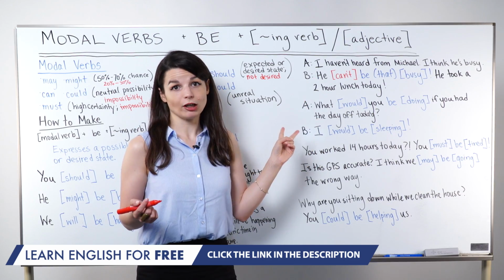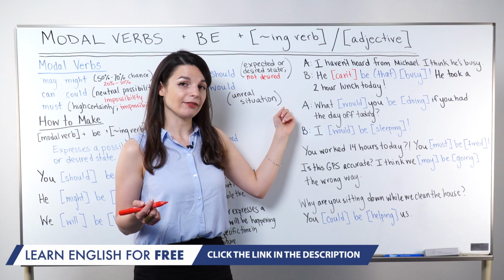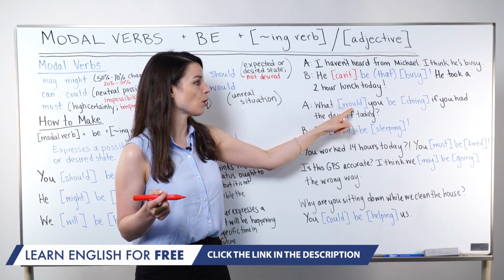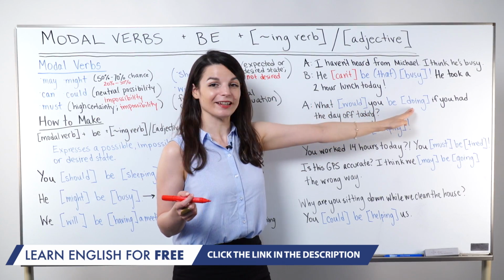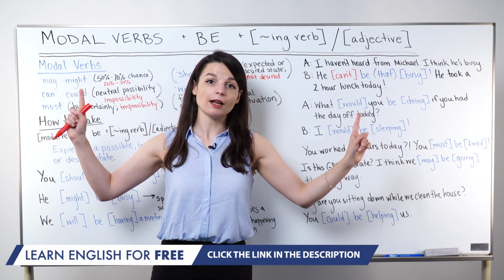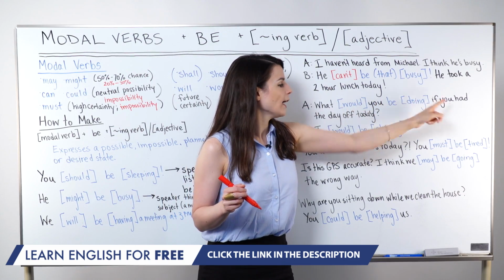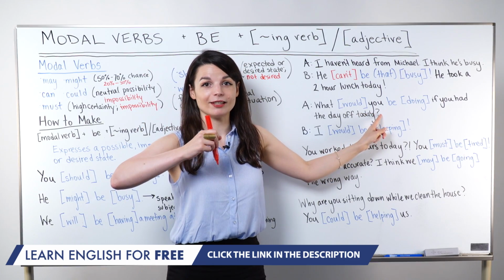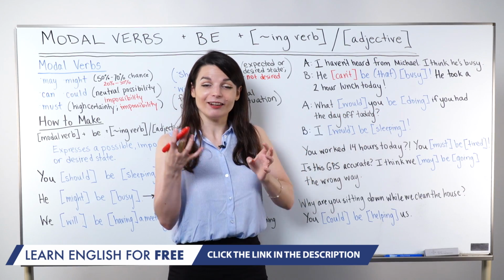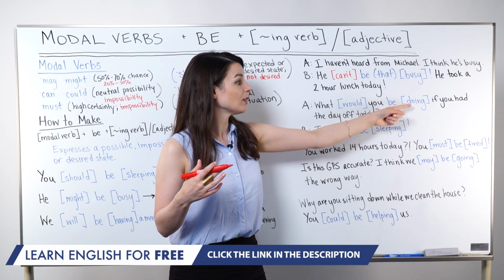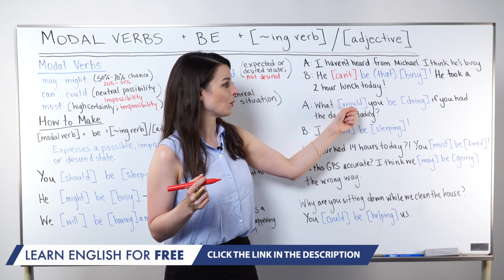Okay, let's continue to a different conversation with a different modal verb. A says, what would you be doing if you had the day off today? So already we can see this modal verb, would, in the question. What would you be doing if you had the day off today? So we already know this is an unreal situation. Would is used to describe unreal situations. So if you had the day off today, that means I do not have the day off today. I am working today. But person A wants to know, if today was a holiday for you, what would you be doing? So tell me your plan if you imagine today was not a working day.